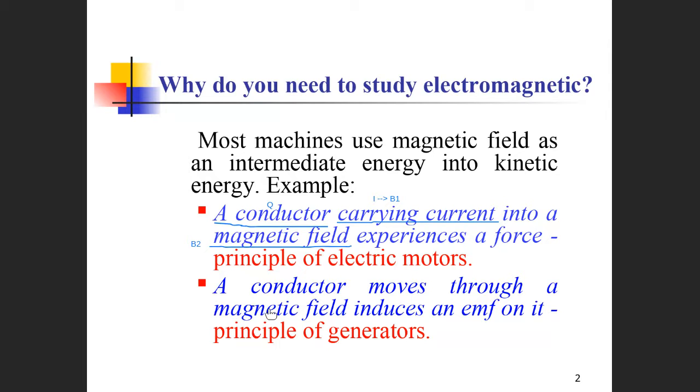Okay, so the second point is that a conductor moving through a magnetic field produces an electromotive force. Okay, so this is the principle of generators.